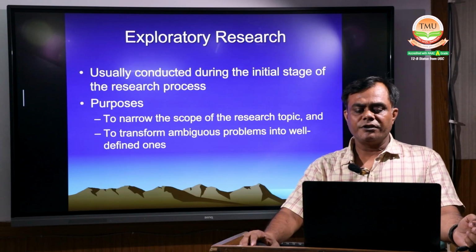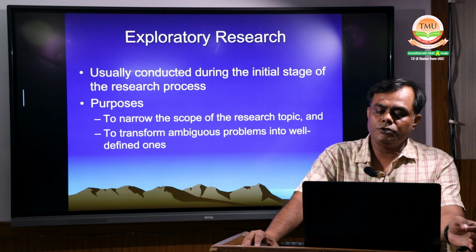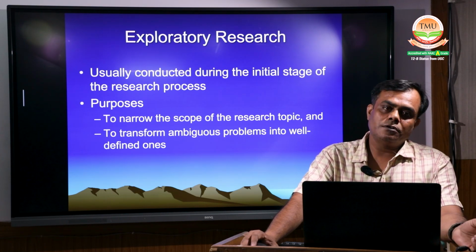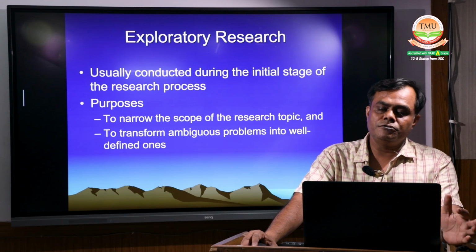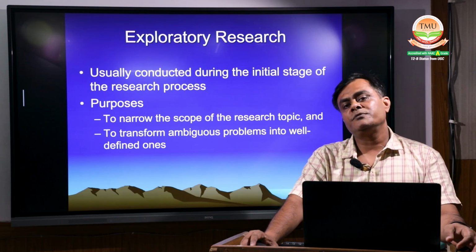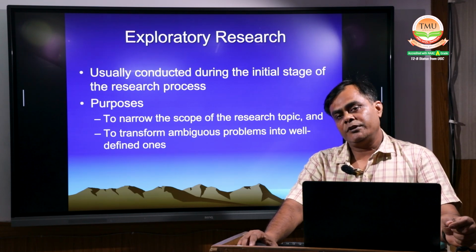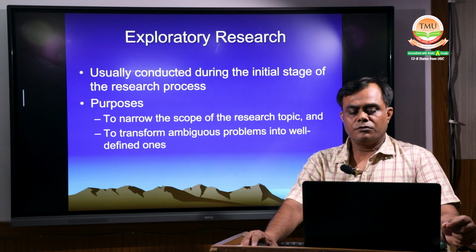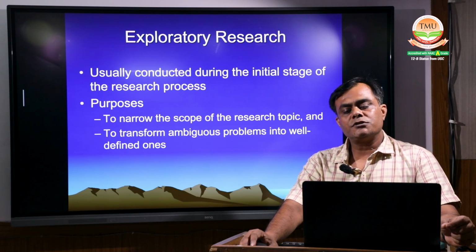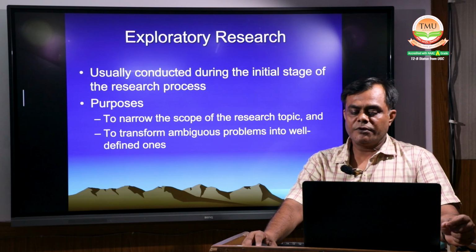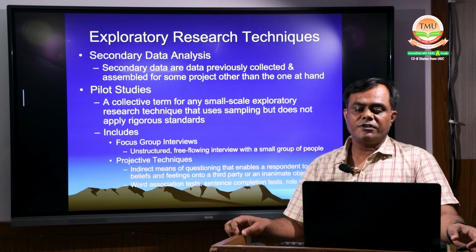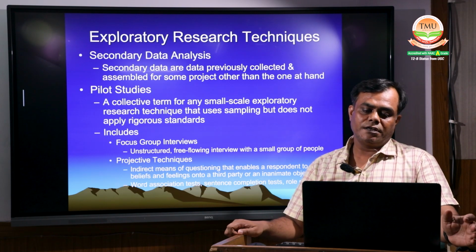Exploratory research is usually conducted during the initial stage of the research process. Whatever we do initially, we use exploratory research because we simply explore the phenomenon, facts or figures available. The purpose is to narrow the scope of the research topic and to transform ambiguous problems into well-defined ones. Exploratory research techniques: secondary data analysis.